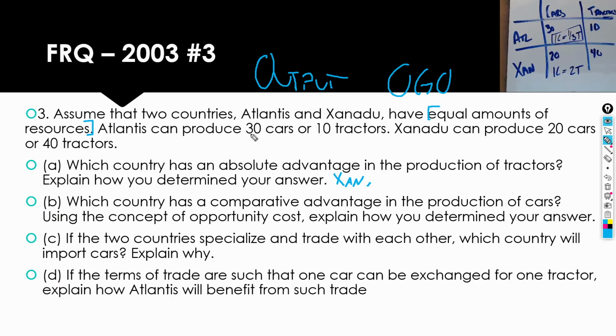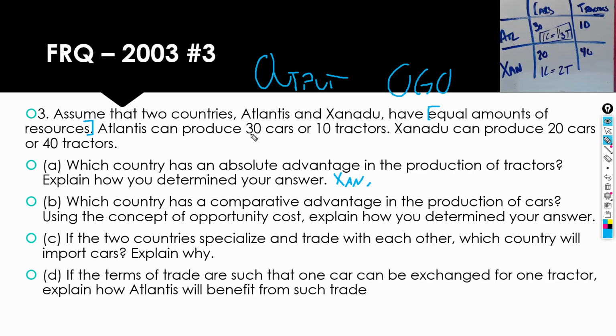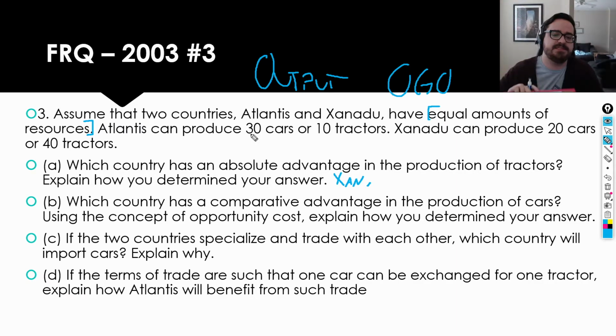That would tell me that Atlantis for sure has the comparative advantage in cars because they have the lower opportunity cost. A third is less than 2. So the answer for B is Atlantis, and the explanation, which says using the concept of opportunity cost. So they're asking for some math is what's happening there. Explain how you determine their answer.